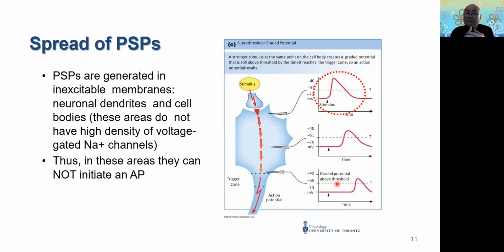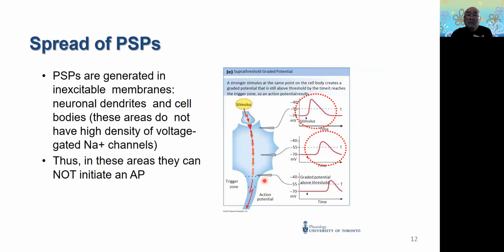It may or may not be, because if it's still above threshold by the time it reaches this trigger zone or this active zone, then this would be enough to trigger an action potential. And then this cell would indeed respond. And that's why we're so interested in these postsynaptic potentials.